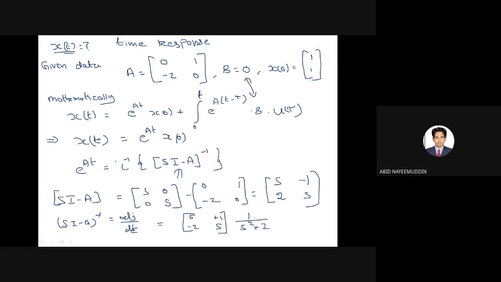Now I am just moving to the next page. If you send this to the inner side, you are going to get (sI minus A) whole inverse. Finally, (sI minus A) whole inverse is equal to, if you send the denominator into the matrix, s divided by s square plus 2, and 1 divided by s square plus 2, and minus 2 divided by s square plus 2, and s divided by s square plus 2.